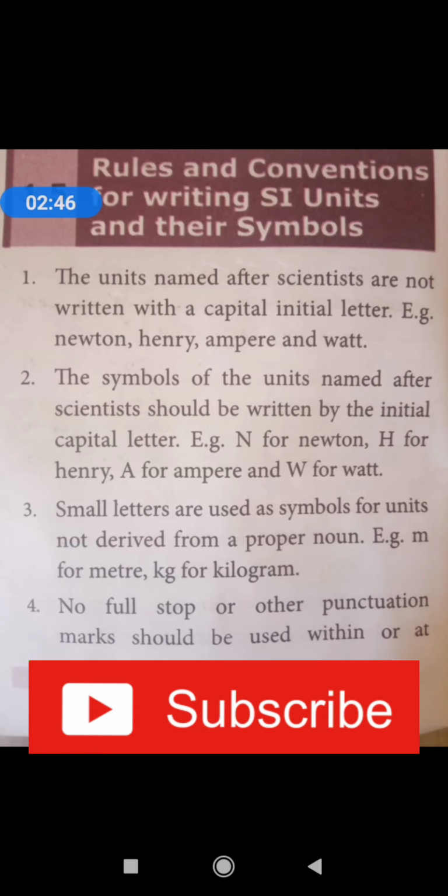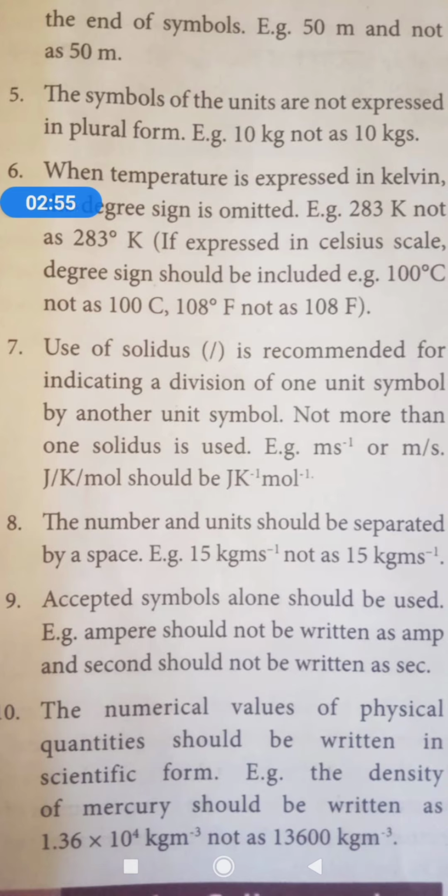Fourth rule is no full stop or other punctuation marks should be used within or at the end of symbols. Example, 50 m and not as 50 m., no full stop here. We should not use full stop at the end of the numerical value and unit.